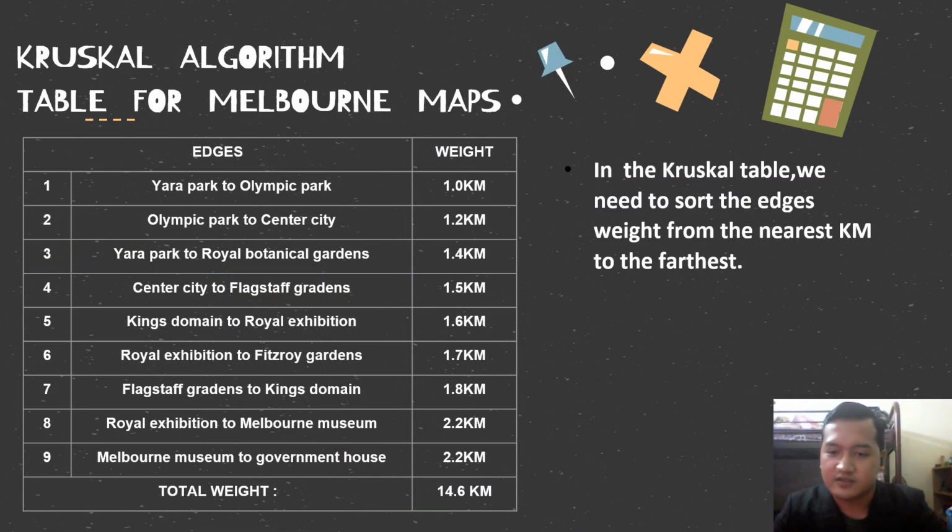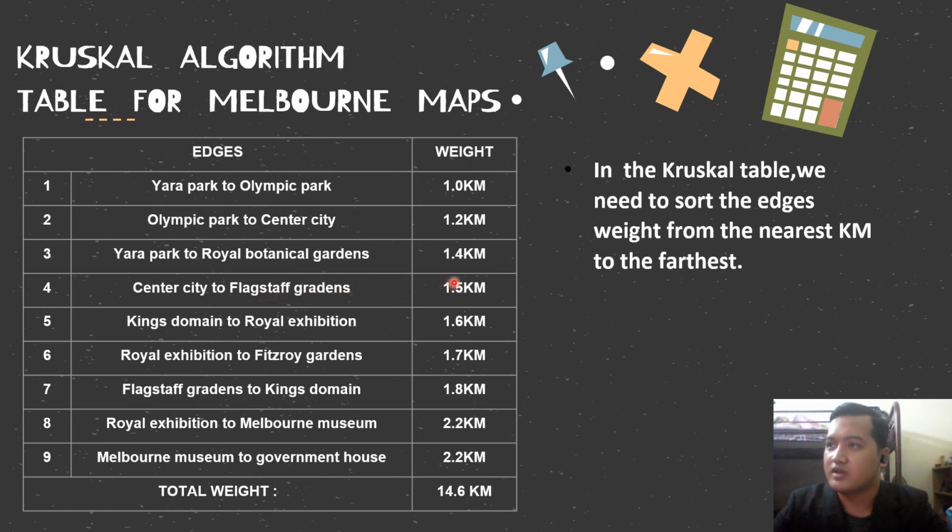Next, I will explain how to calculate the Kruskal algorithm table for the Melbourne map. First of all, in the Kruskal table, we need to sort the edge weights from the nearest kilometer to the farthest kilometer. The first edge we put is Yarra Park to Olympic Park, and the weight is 1.0 kilometer. Number 2 is Olympic Park to City Center, with weight 1.2 kilometers. And number 3 is Yarra Park to Royal Botanical Garden, with weight 1.4 kilometers.